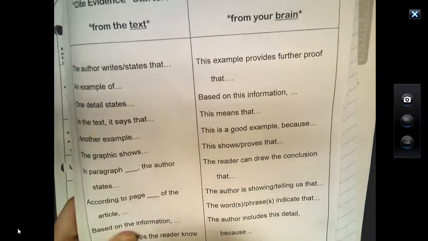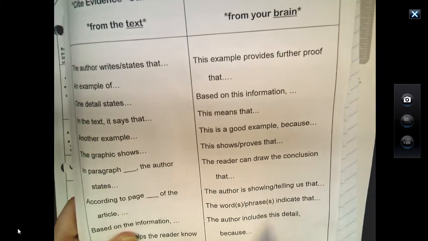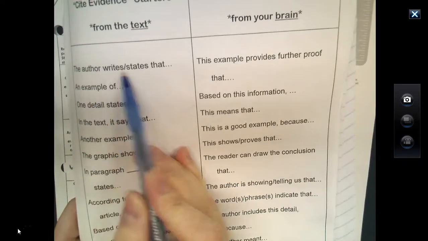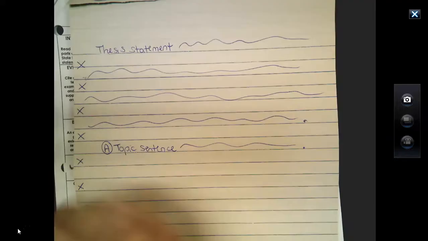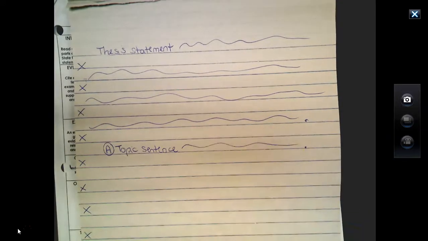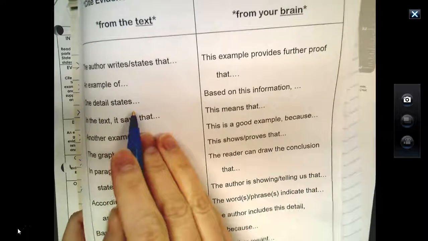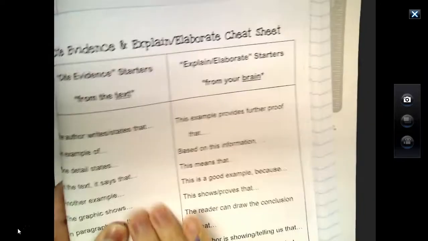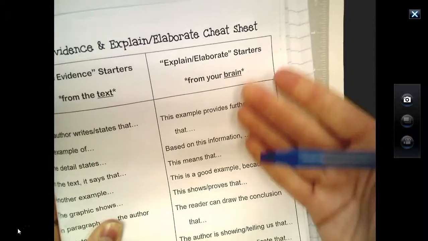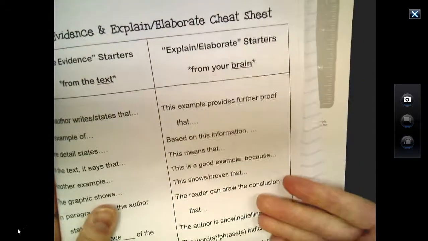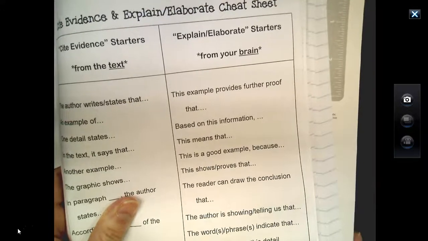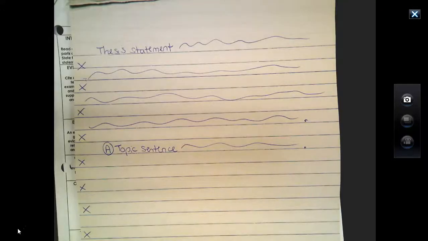So if we're starting right off the bat with an example, we could say, the author of Article 1 states that, and then you could write your evidence, or one detail states, and then write your evidence. So just make sure that you're using these cheat sheet sentence starters. Here's some sentence starters for explaining. Again, these are just examples. You can use other ones that make sense as well, just so that your essay is flowing very smoothly.